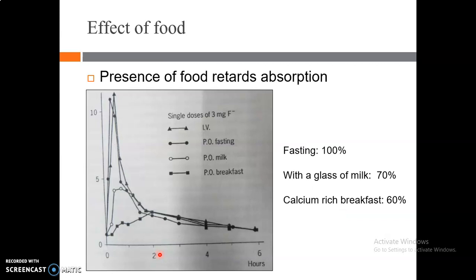Next, what is the effect of food? Whenever there is a presence of food, it retards the absorption of fluoride. Usually when fluoride is taken fasting, there is 100% absorption. When it is taken with a glass of milk, it's only 70%. Or when it is taken with a calcium-rich breakfast, it is only 60%. So whenever there is a presence of calcium in the food, that greatly reduces the absorption of fluoride into the body.